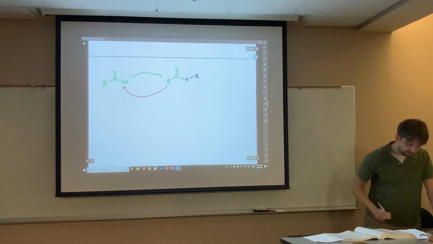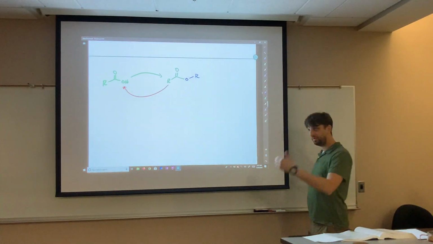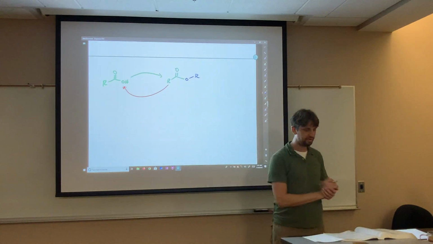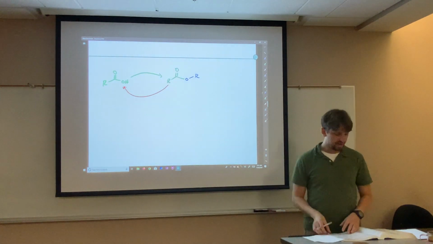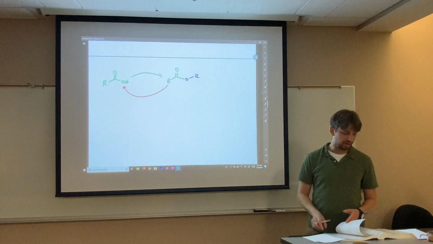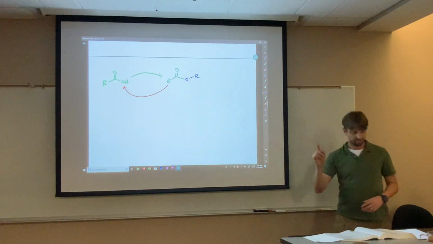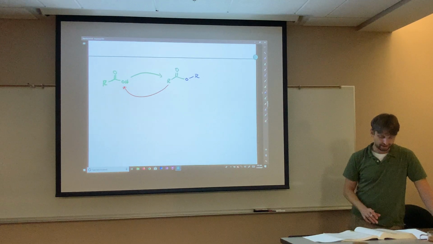Now we need to figure that out, right? So we've transformed a carboxylic acid into an ester. Can we turn an ester back into a carboxylic acid? And the answer is yes. In fact, we can do this in two different ways. But hang on to that thought for just a second. We'll come back, right?